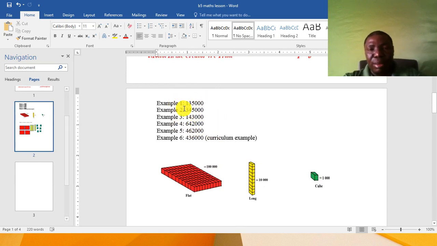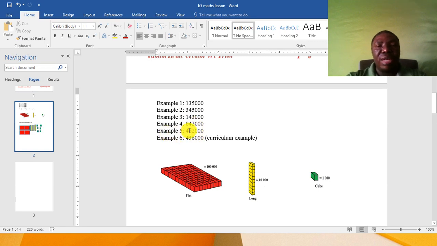Example 1, how many flat do you need? You need 1 flat, 3 long or rod, and 5 what? Cube. Example 2, you need how many? 3 flat, 4 long or rod, and 5 cube. Example 3, how many do you need? 1 flat, 4 rod, and 3 cubes. Then we have that. Example 4, 6 flat, 4 long or rod, and 2 cubes.